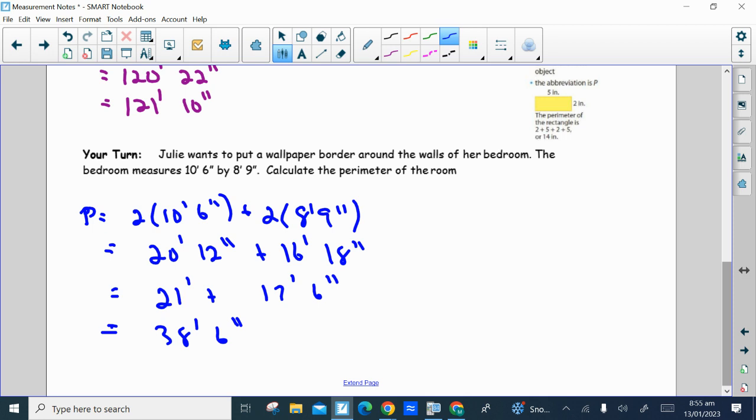Right, so if she's going to buy wallpaper border, it'll be sold in usually a roll, and it'll tell you how much is in that roll, how many feet or how many meters. So it'd be important to know how much she needs so that when she goes to the store, she makes sure she buys enough.